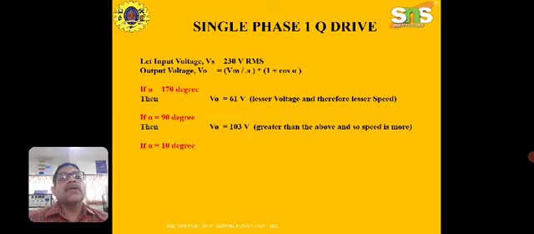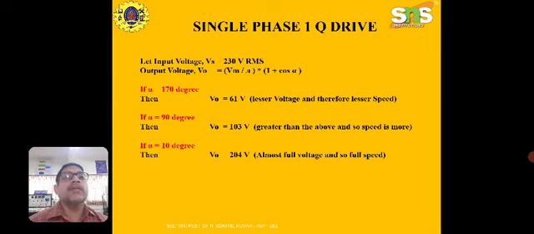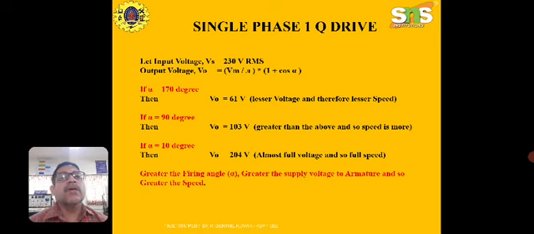And if the alpha is 10 degree, the output waveform is almost a full semicircle, and hence the output voltage is again higher. It is almost 204 volt, almost full voltage, therefore the speed of the motor is higher, which means that the greater the firing angle, the lesser the armature voltage and the lesser the speed of the machine.